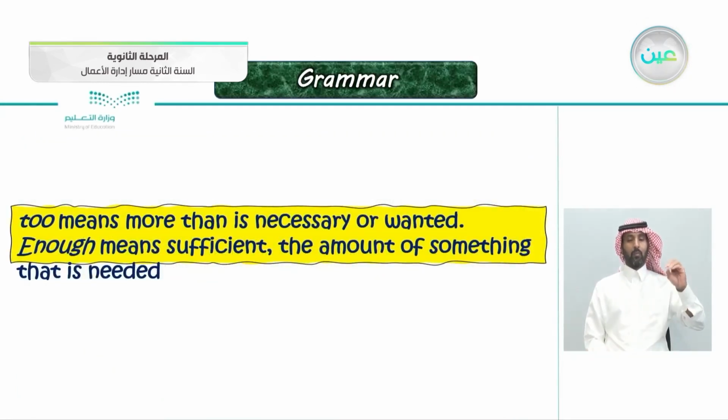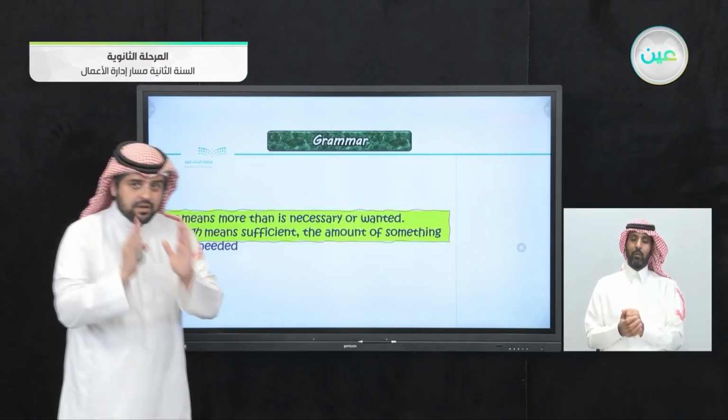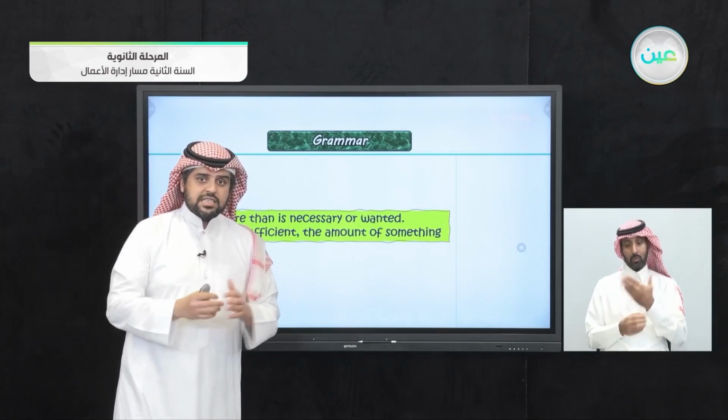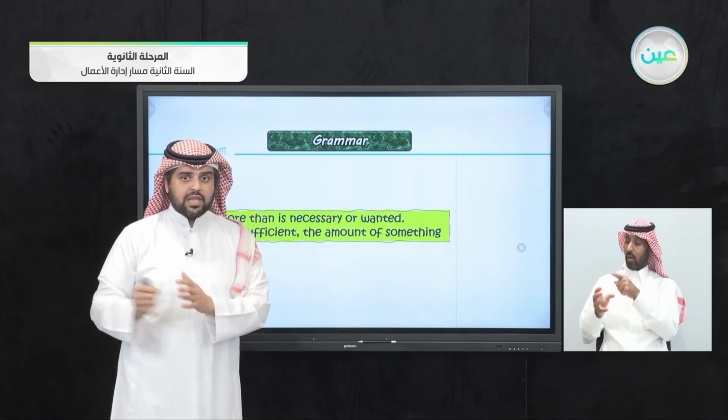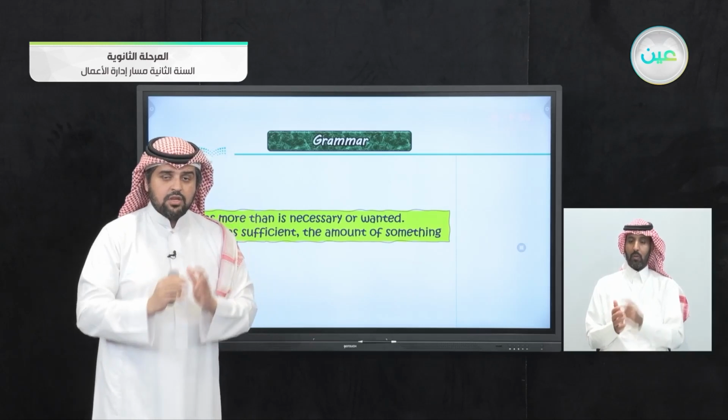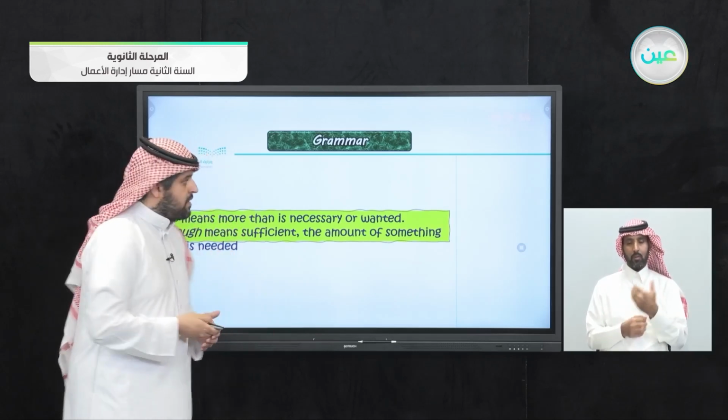"Too" means more than is necessary or wanted. It's almost the same meaning as "extremely". "Enough" means sufficient, the amount of something that is needed. So "enough" means the perfect amount to do something. She is tall enough to reach the shelf. They have enough money to buy the house. So they have the correct amount of this thing to do that thing.